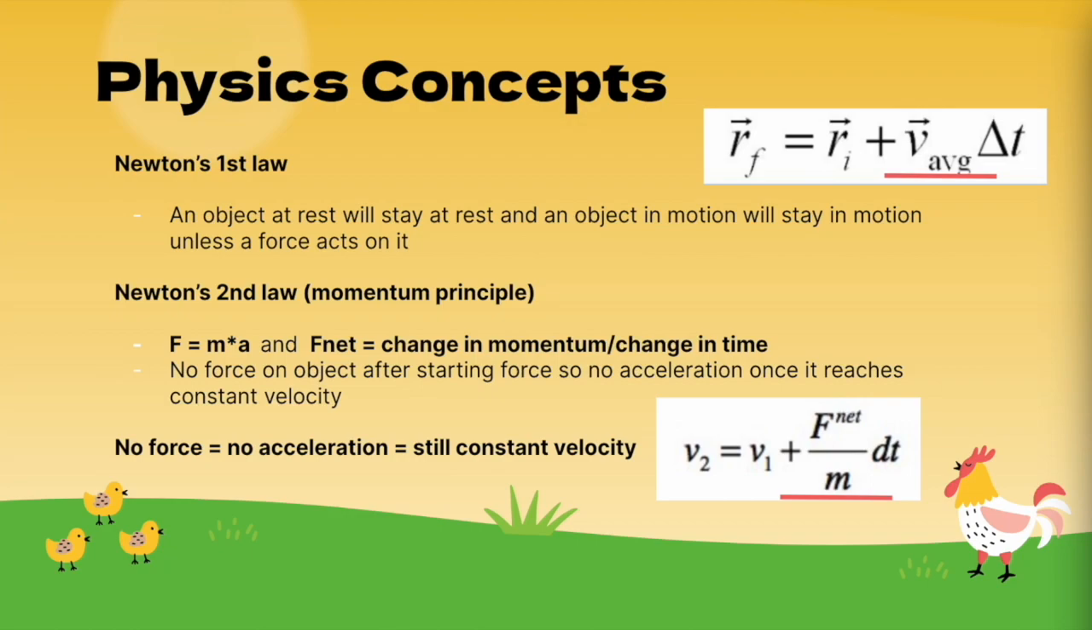The second equation that we can look at from these two laws is the final velocity equation in the bottom right. This means that the second velocity will equal the initial velocity plus the F net over mass times change in time. This shows that because there is zero net force, the velocity will stay at the initial velocity in theory for the entire time that the ball is in motion.